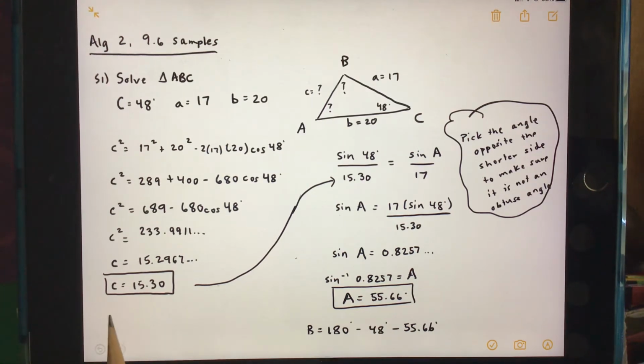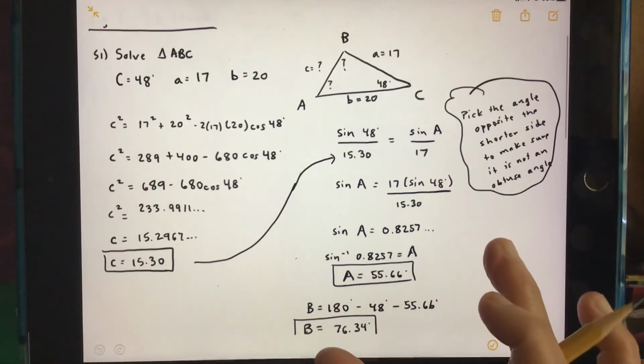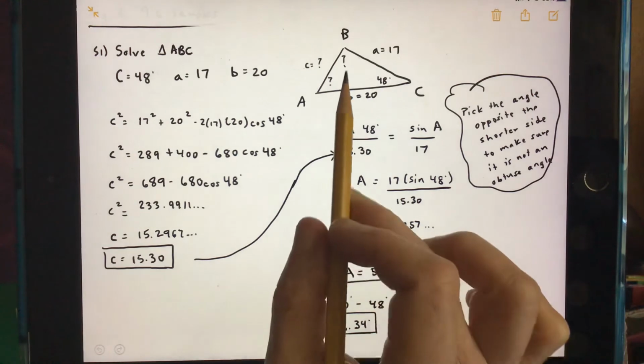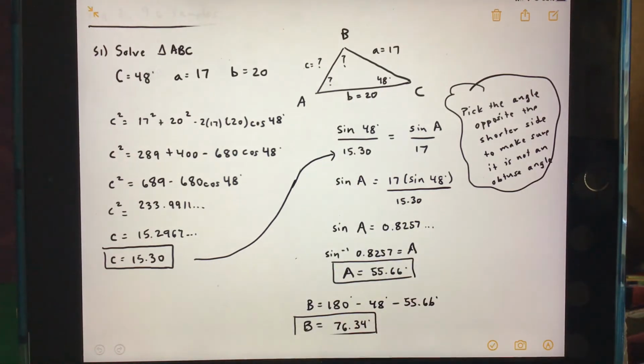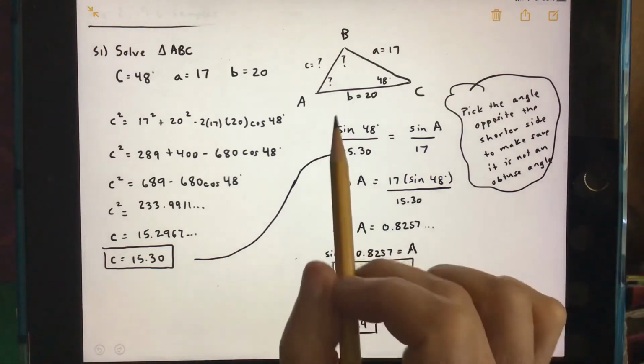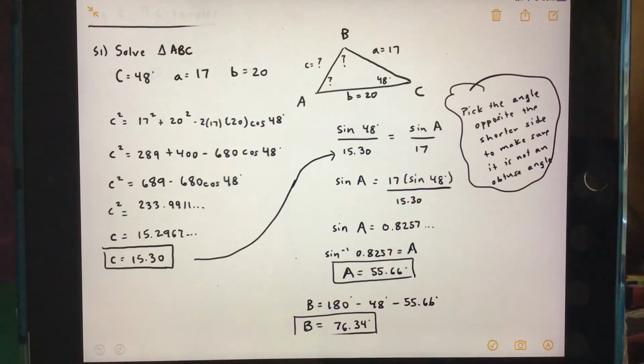I now know how long side C is. I now know what angle A is. The only thing that still remains to be figured out is angle B. At this point, I will use the fact that the sum of all three angles in a triangle sum to 180 to find out my missing angle measurement B. So if I take 180 degrees minus my known angle C, 48 degrees, minus the other angle measurement A that I figured out that was 55.66, that will give me the angle measurement for angle B, which is 76.34 degrees.